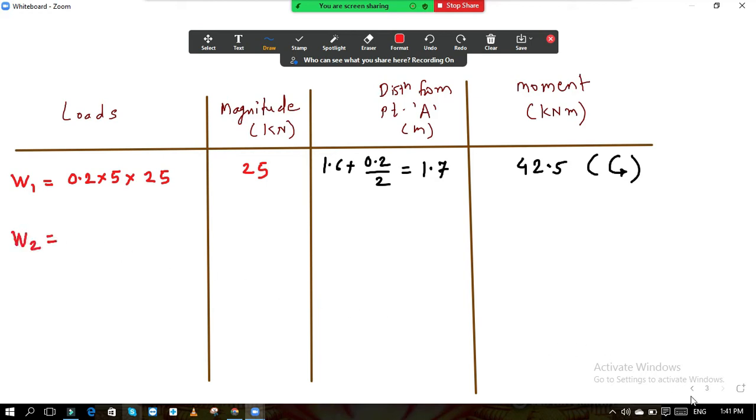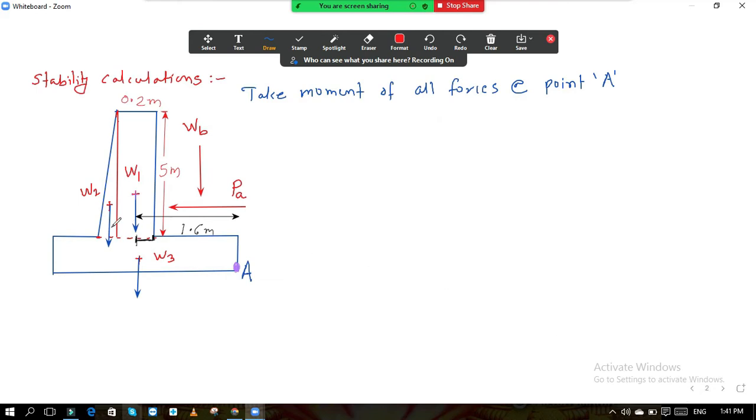So W2 is triangle. If you see, W2 is triangle. How do we calculate the area of a triangle? Half into base into height. So what is the base of the triangle?